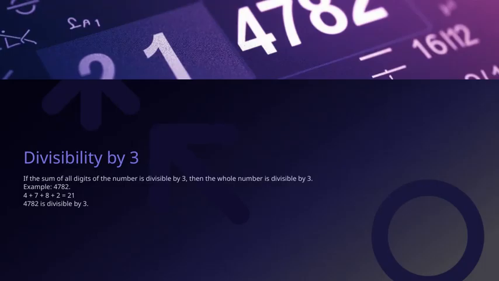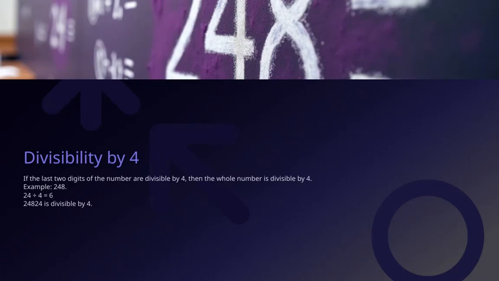A really handy trick here is to look at the sum of all the digits in a number. If that sum is divisible by 3, then the entire number is divisible by 3 too. For example, take the number 4782. If we add up its digits, 4 plus 7 plus 8 plus 2, we get 21. Since 21 is divisible by 3, we can conclude that 4782 is divisible by 3 as well. This method makes checking divisibility quick and simple, and it ties into the overall theme of understanding number patterns and properties. Now, let's talk about divisibility by 4.